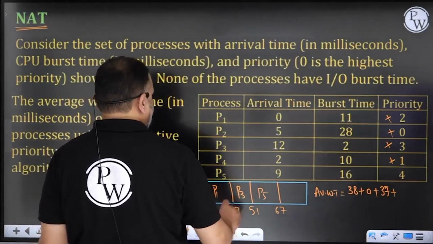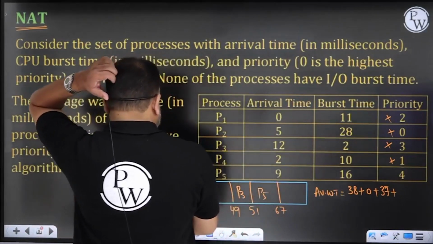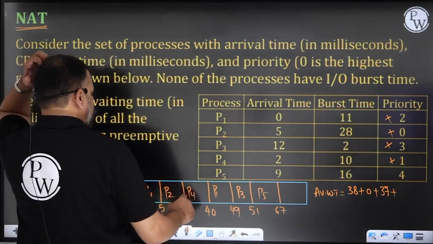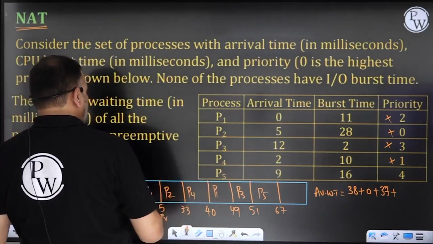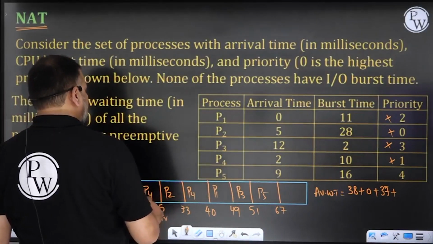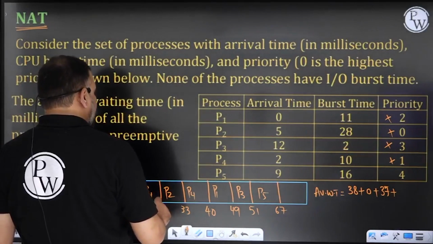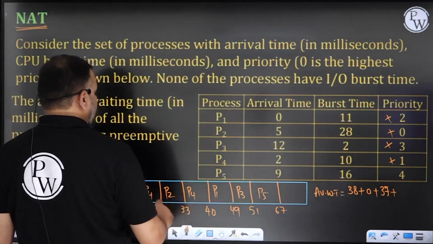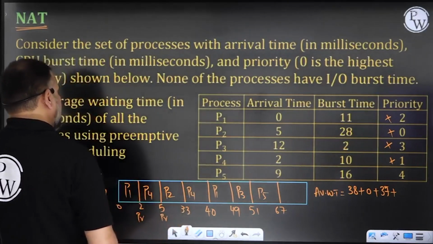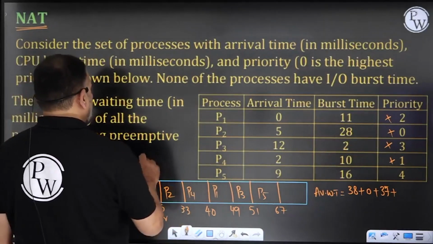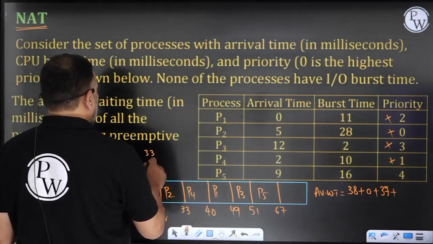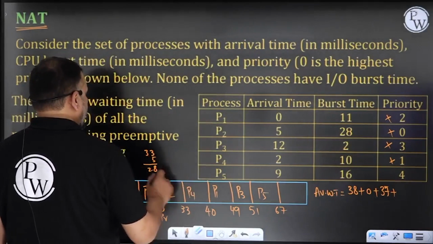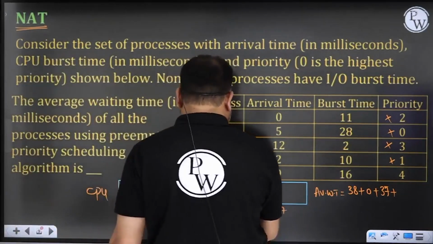Then P4. P4 came at time 2, so here there was no waiting for P4. But from 2 to 5 it has run, no problem. From 5, it got scheduled again at 33, P4. So 33 minus 5 is how much? It will be 28. So the waiting is 28.